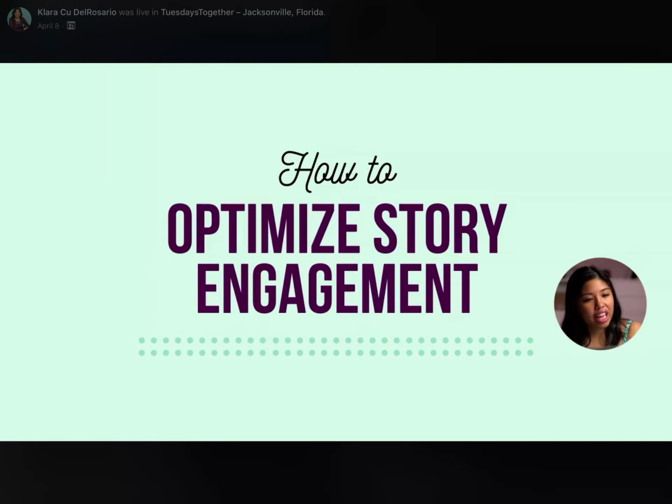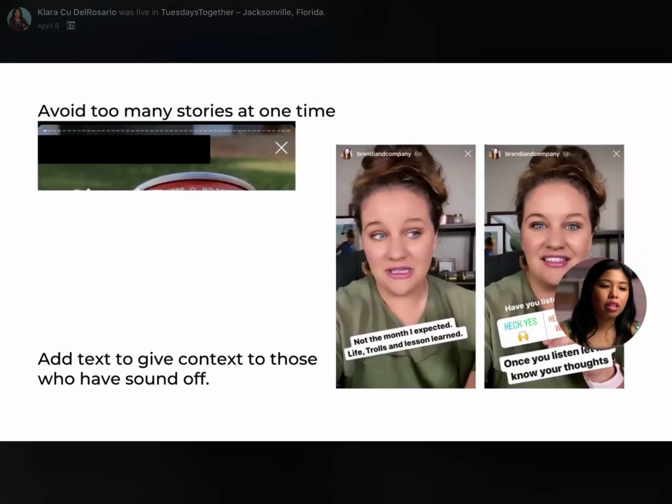And I just have a couple quick tips on how to optimize story engagement. How do we make sure that people are actually watching our stories? So the first one I'll say is avoid having too many stories at one time. In this screenshot up here, each little dash represents a story that someone has posted within the last 24 hours. And these dashes get smaller and smaller the more stories that you post.